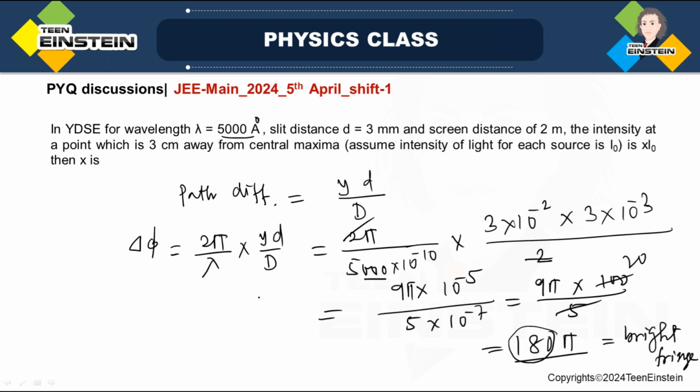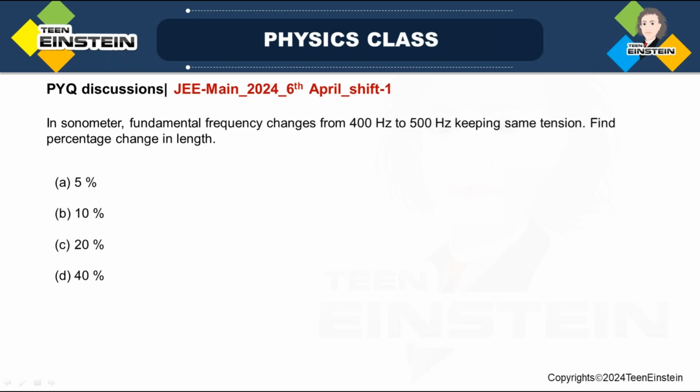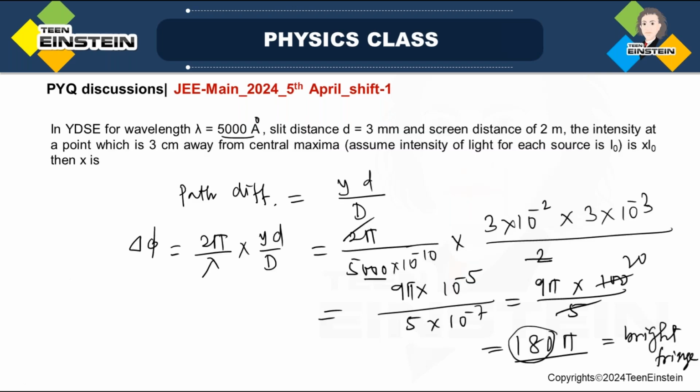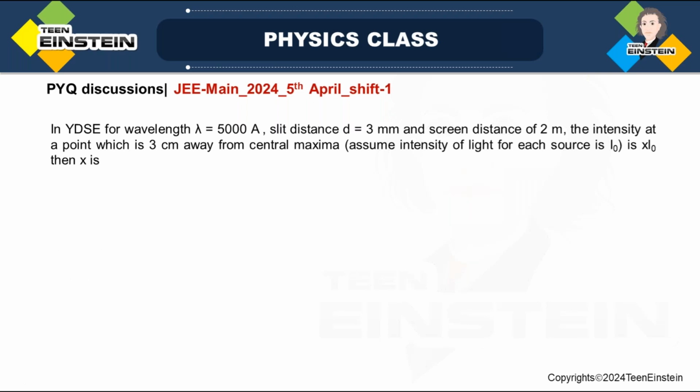Okay, now let me just do one thing here, just a minute. I think I don't have space over here, so I have got the phase anyway. Let me write this phase over here. Phase is 180 pi. We know the intensity will be 4I0 cos square phi by 2.